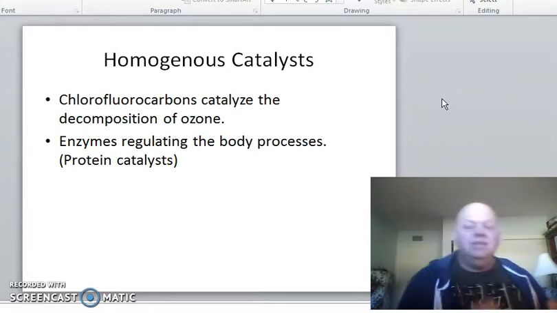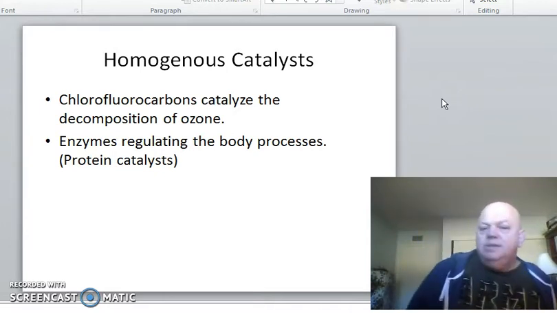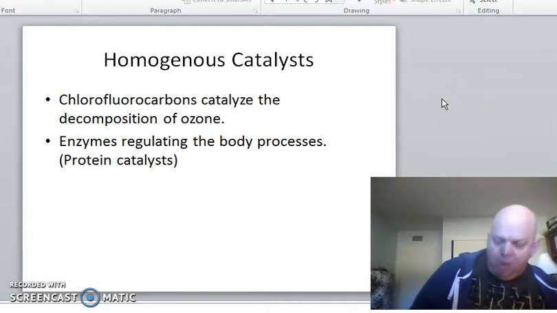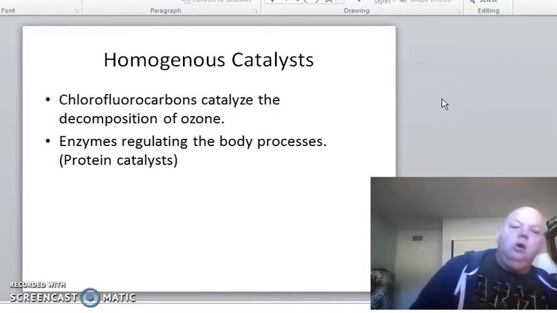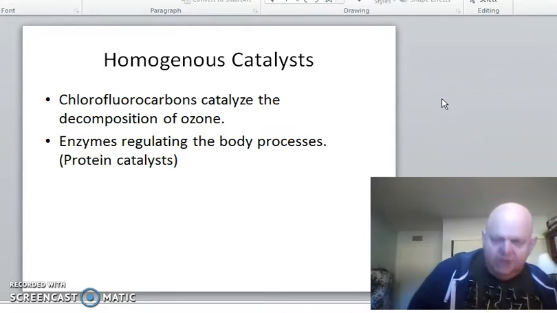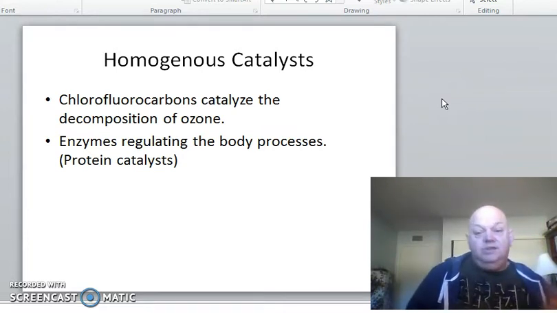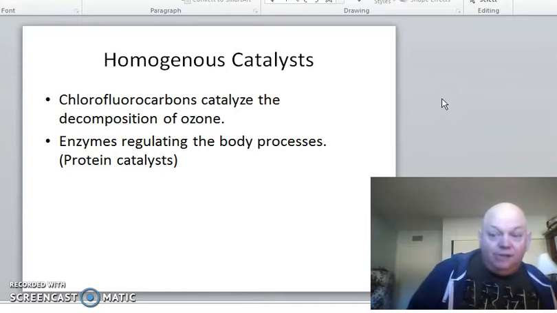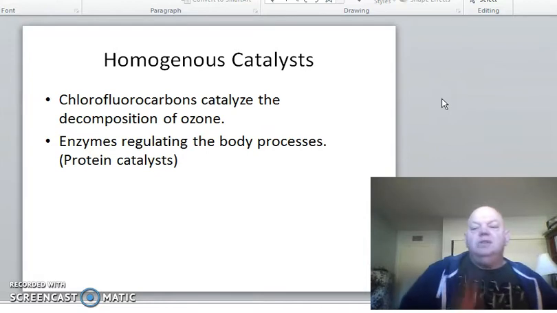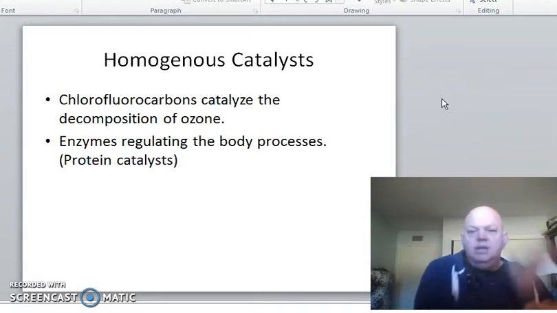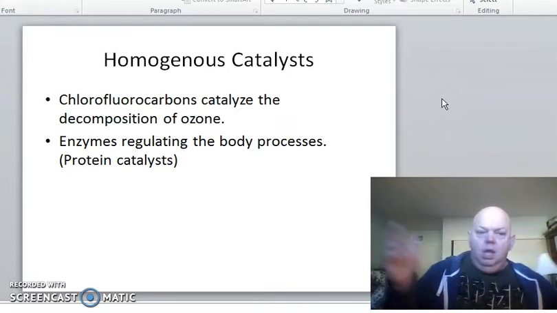That's a homogeneous catalyst. Now, enzymes regulating body processes, you have protein catalysts. They are also homogeneous catalysts because they affect stuff that's going on in our cells, for example. So that would be another homogeneous. Solid reactant, solid catalyst, boom, done.